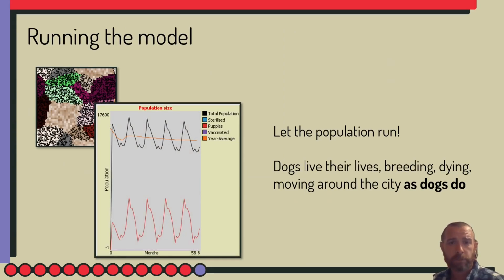Then, now we have our map. We have our dogs that live in our map. We let the population run. The dogs age, they die, they breed, they have their kids grow up, their kids breed, their kids die, right? They live their life, their little doggy lives in this computer simulation.